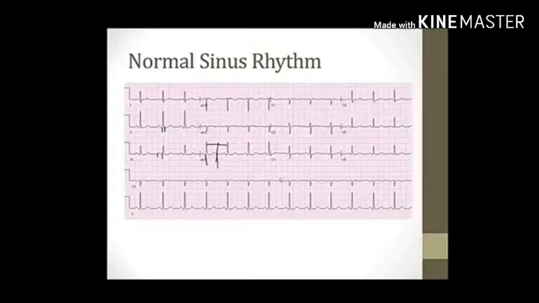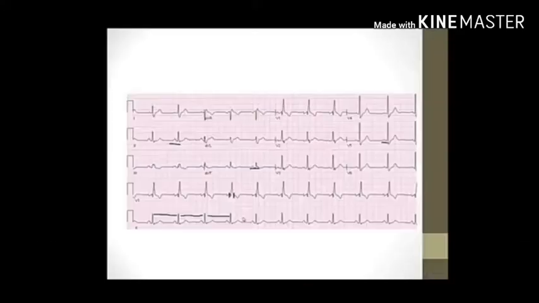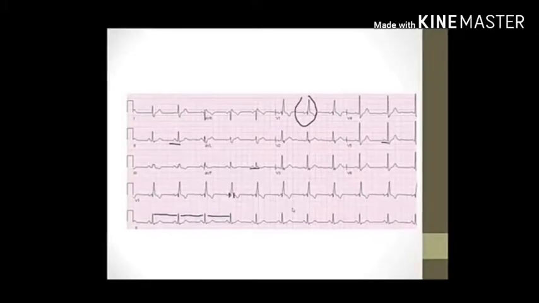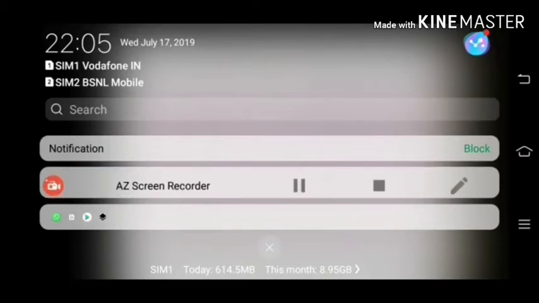Okay, so let's move on to the next EKG, which is right here. The QRS is wide, so you just look at V1 to figure out what type of bundle branch block you have. And V1 is mostly upright, you can see that right here. So therefore we have sinus rhythm with a right bundle branch block, and that's what this EKG shows.